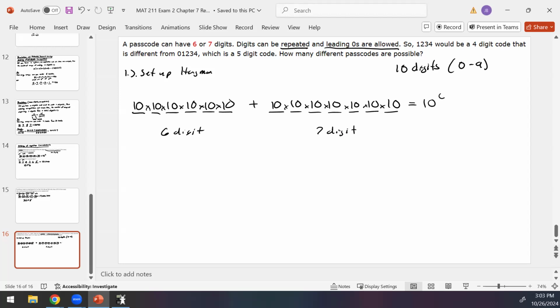And then I multiply all of these together. And that's just going to be 10 to the 6th plus 10 to the 7th power. And that will be 1 million. Is that a million? 1, 2, 3, 11 million. Yeah. 11 million. So this is where you have to use the addition principle because, again, they don't share codes.